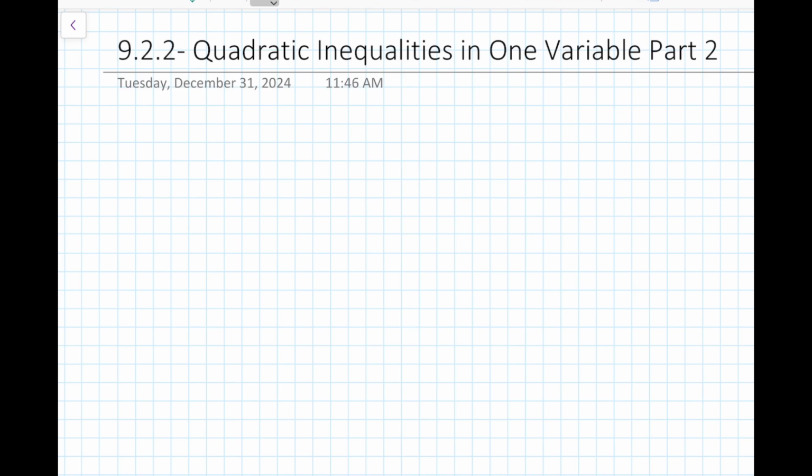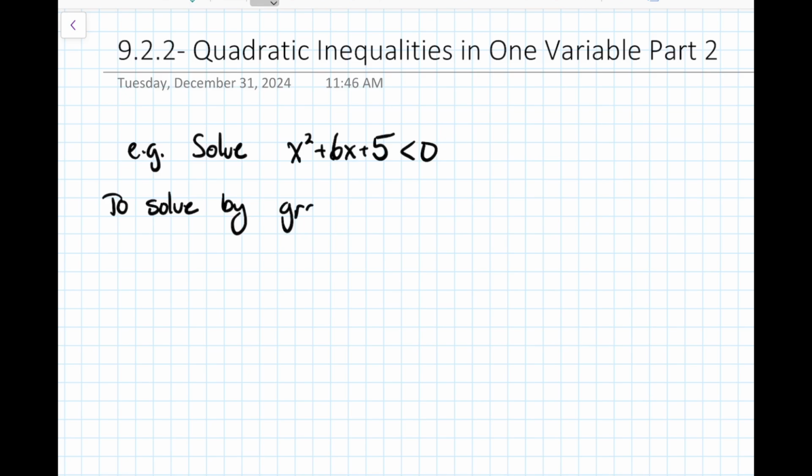So our first one that we're going to look at is actually the same thing we did for the first one in the last video, which is solving x squared plus 6x plus 5 less than 0. So we got the same inequality here, but we're going to try to solve it a slightly different way. To solve this, we are still going to keep a graphing mindset.